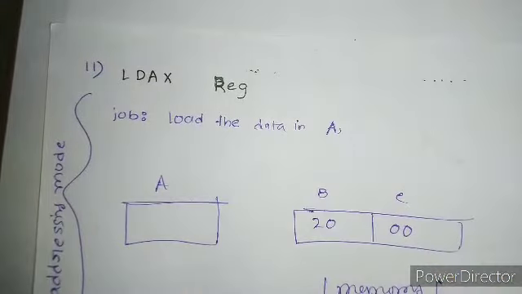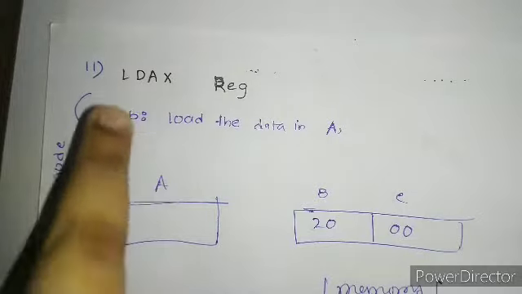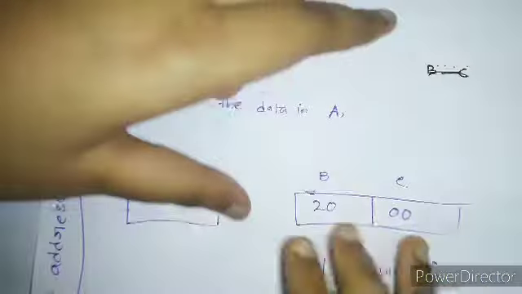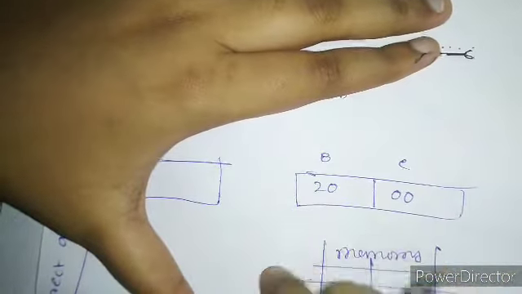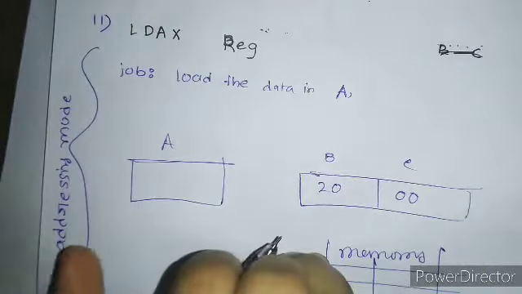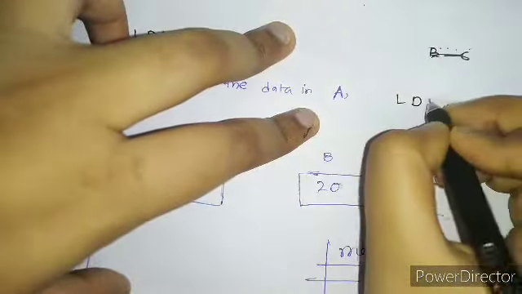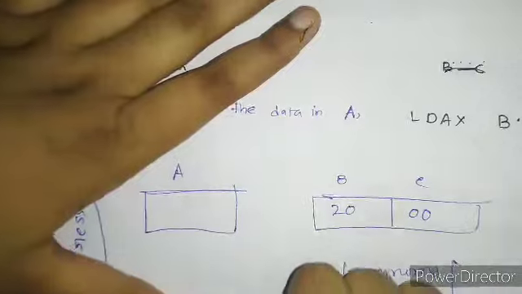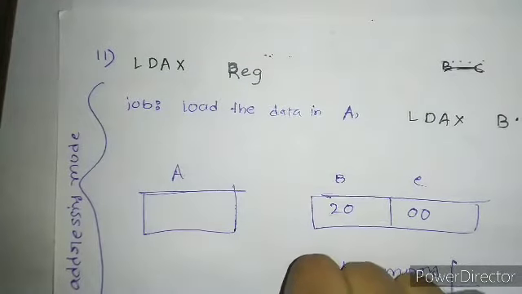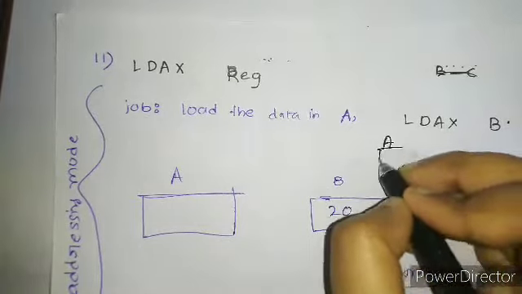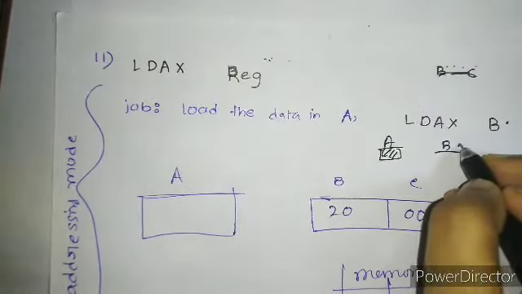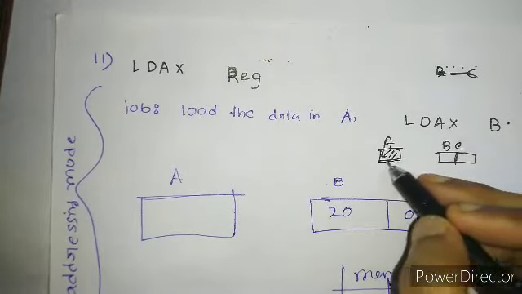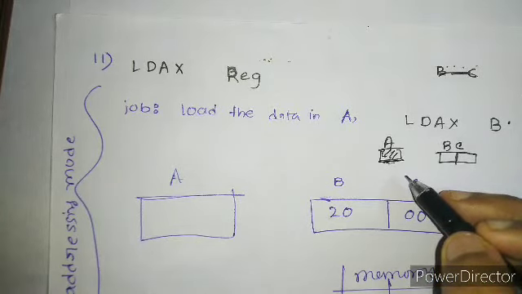Let's see. First, as it is X, this means that this is a register pair. Suppose BC. BC holds some data, 20 and 00. So the syntax is LDAX B, only B. What can I do? I have to load A from B and C because it's a register pair. Here I can only load 8-bit data, right? So what can I do?